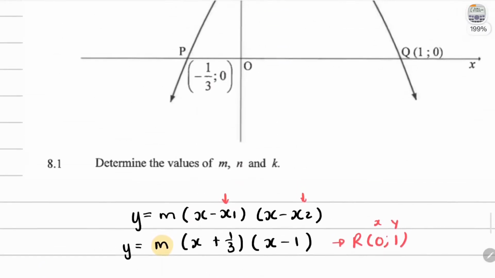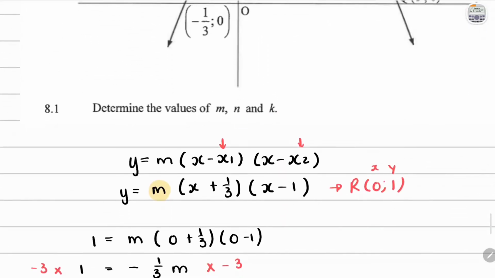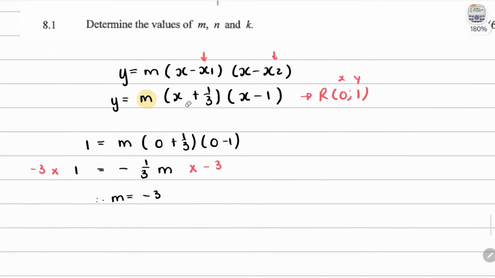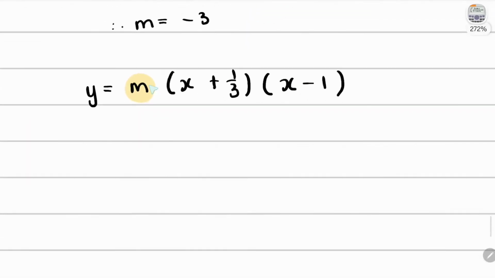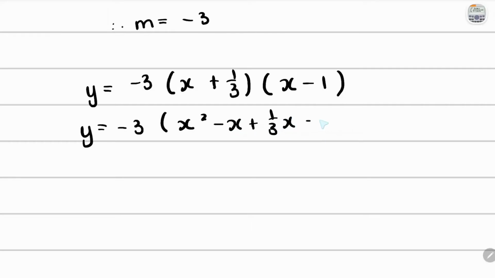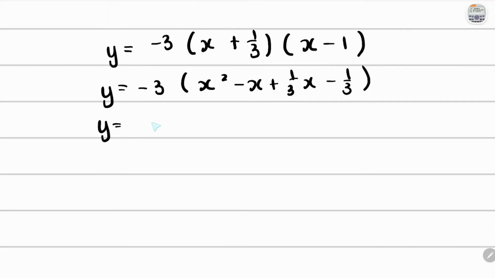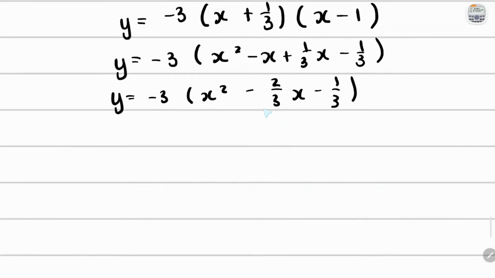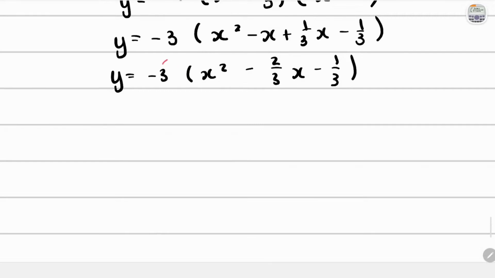So we still have to make sure that we find n and k as well. So we can go ahead and take this -3 and substitute it into this equation that was almost complete. So that now becomes -3, and then we can distribute that. So y equals -3 multiplied by, distribute, it's x squared minus x plus 1/3x, and then minus 1/3. So this simplifies to y equals -3 times x squared minus 2/3x minus 1/3. So it doesn't even matter that we have 3 in the denominators because these would multiply. And even though it doesn't matter, it is what it is.